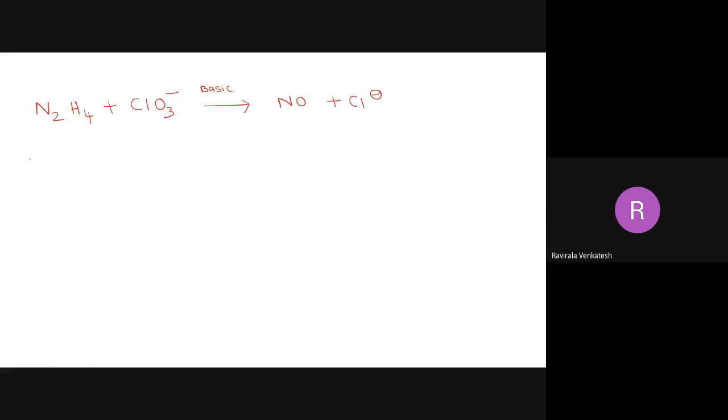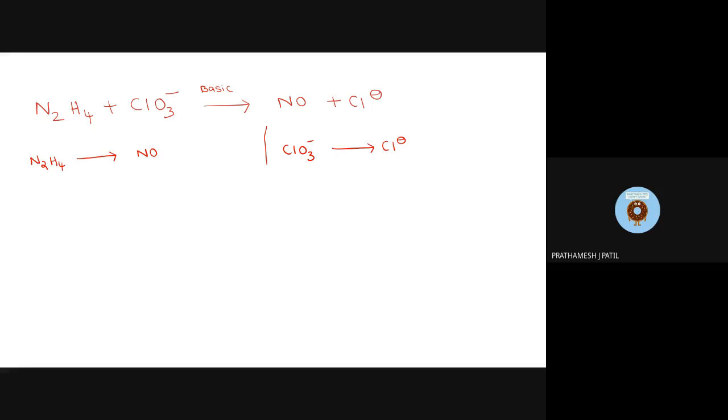फर्स्ट ऑफ ऑल क्या करना है आपको, N2H4 converting into NO, ClO3 minus converting into Cl minus. First of all, you have to balance other than oxygen and hydrogen. Now tell me beta, what are the elements we are having other than oxygen and hydrogen here? Which elements are there other than the oxygen in this side?